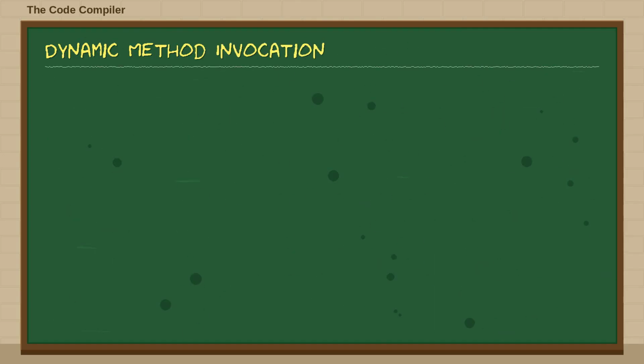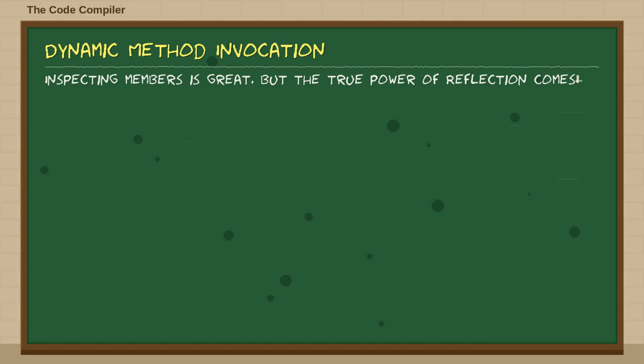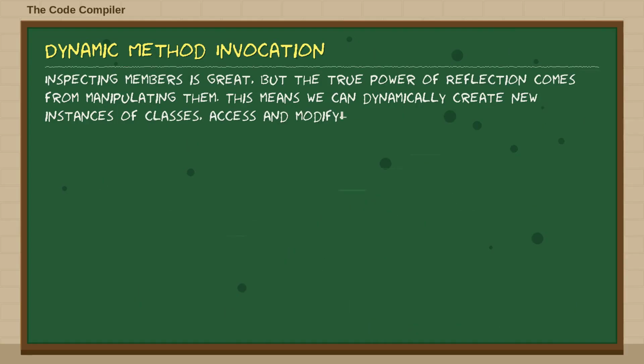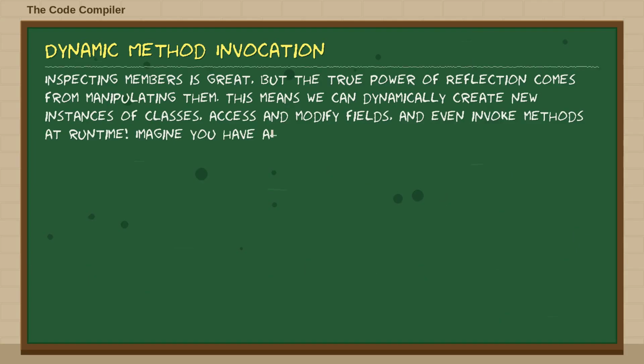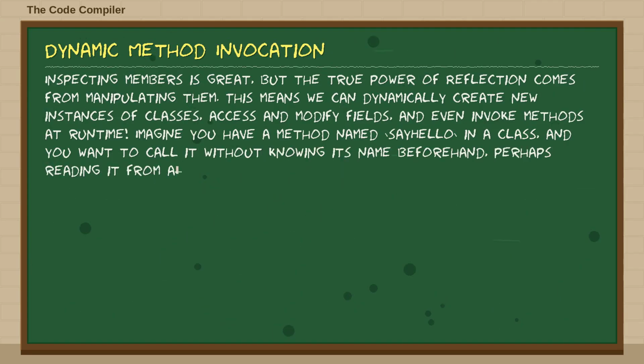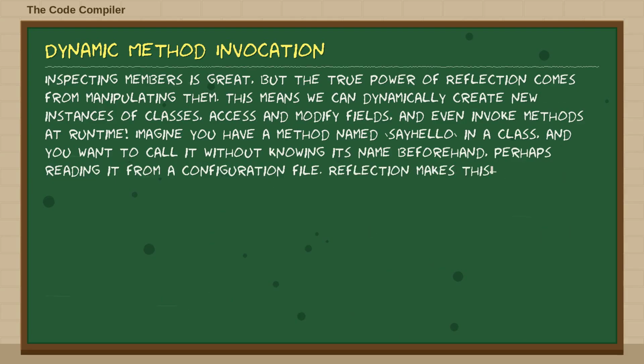Inspecting members is great, but the true power of reflection comes from manipulating them. This means we can dynamically create new instances of classes, access and modify fields, and even invoke methods at runtime. Imagine you have a method named sayHello in a class, and you want to call it without knowing its name beforehand, perhaps reading it from a configuration file.